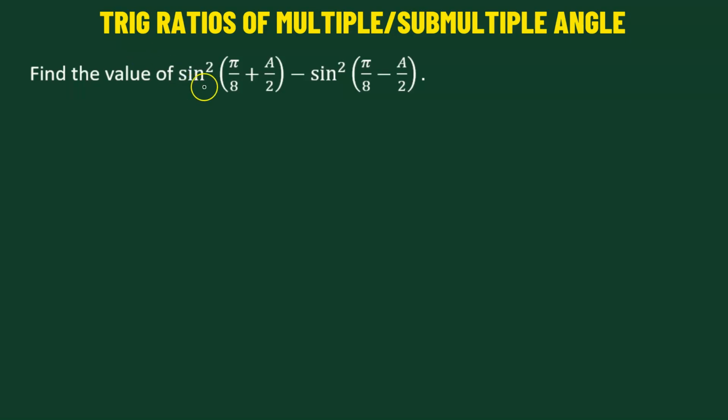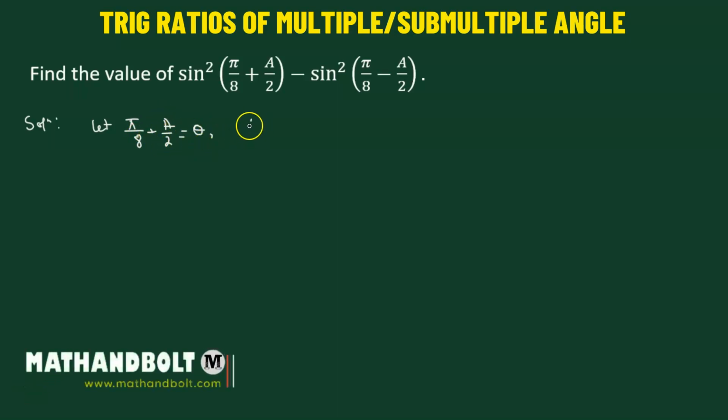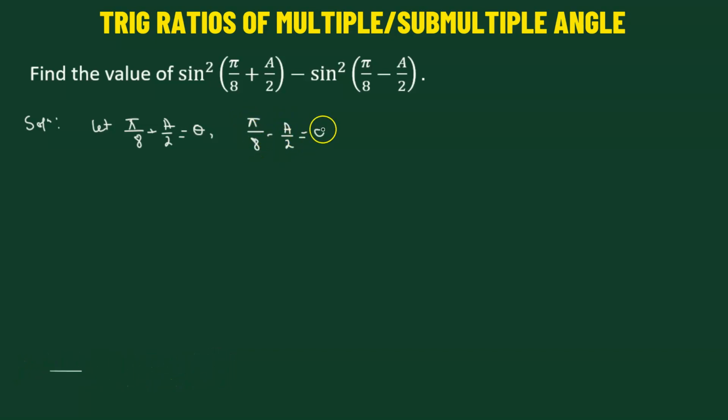So in this problem, we need to find out the value of the given trig expression. Let us begin. We'll start by first considering the angle pi over 8 plus A over 2. Let's say this is equivalent to theta. And the other angle, pi over 8 minus A over 2, let's say this is equivalent to phi.